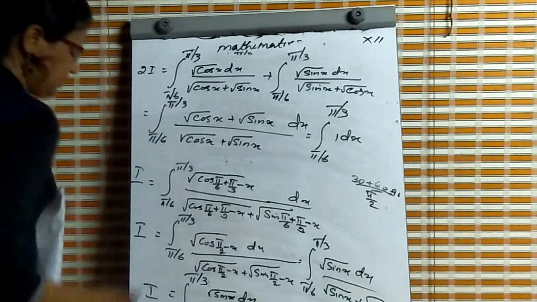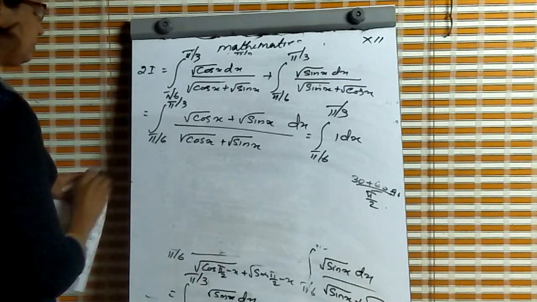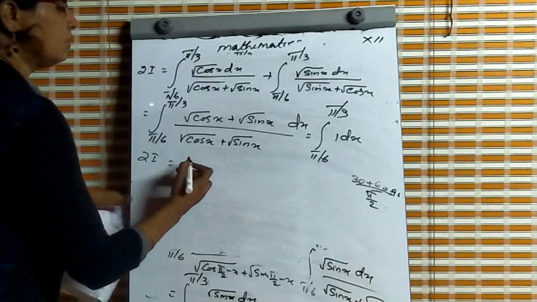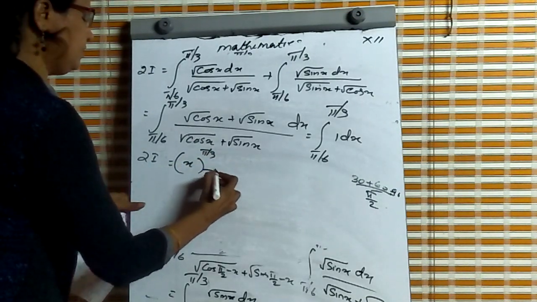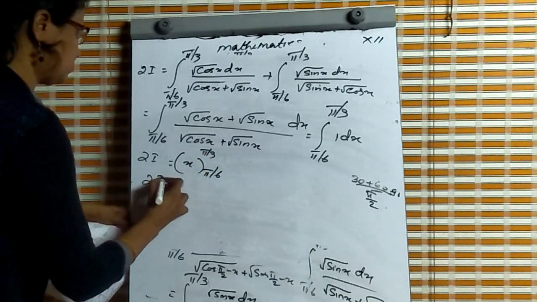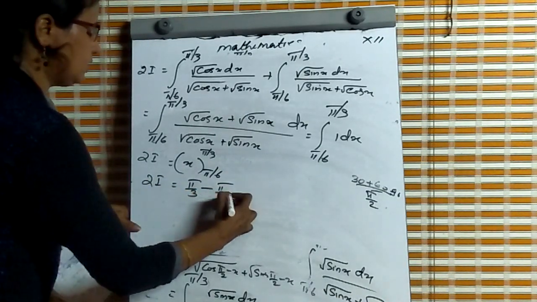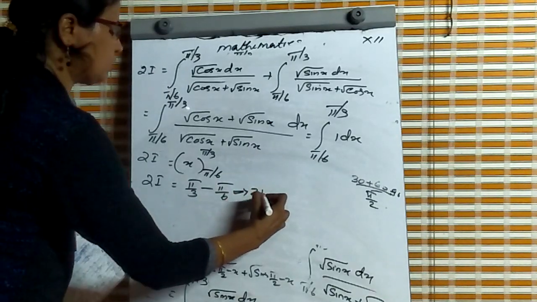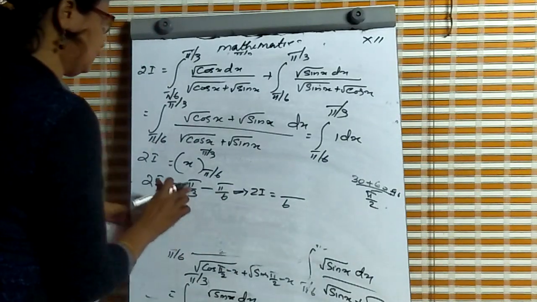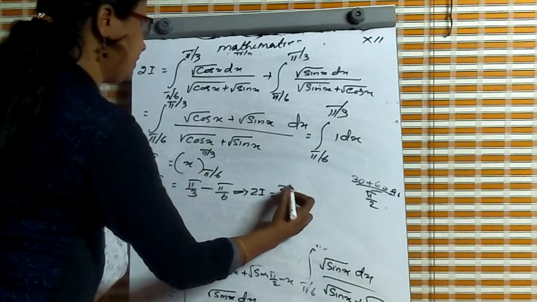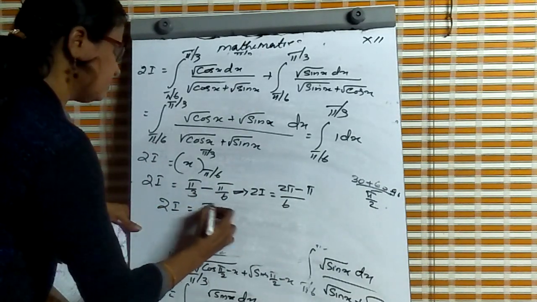Now we integrate. 2I is equal to x within the limits pi by 6 to pi by 3. Substitute the values: 2I is equal to pi by 3 minus pi by 6. What is pi by 3 minus pi by 6? Take the LCM 6: 2 pi minus pi over 6. So 2I is equal to pi by 6.